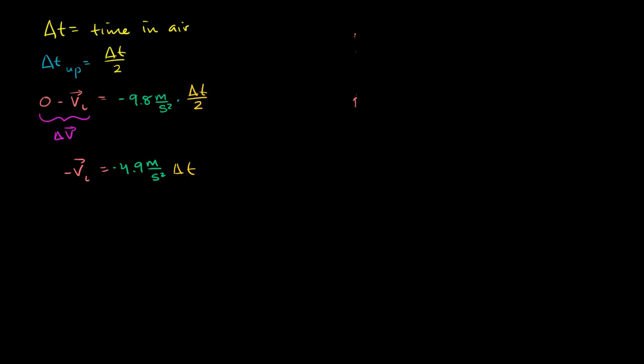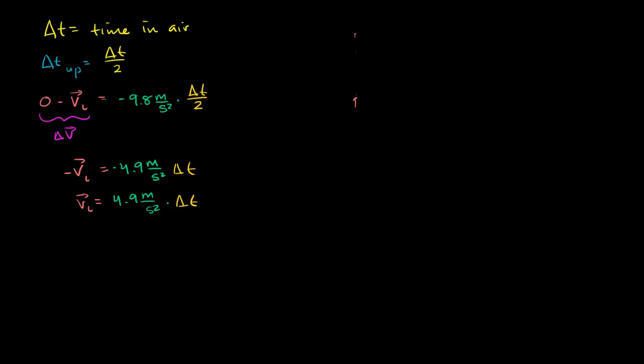And then if we multiply both sides times the negative, we get our initial velocity is just going to be equal to 4.9 meters per second squared times the total time that we are in the air. Or you could say it's going to be 9.8 meters per second squared times half of the time that we're in the air. Either of those would get you the same calculation.